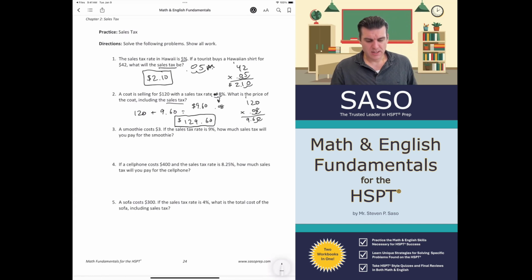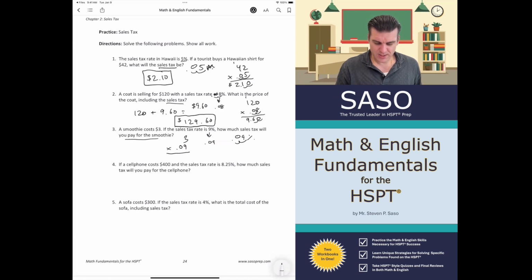All right. Number 3, a smoothie costs $3. If the sales tax rate is 9%, how much sales tax will you pay for the smoothie? So here we're just, again, solving for sales tax. So the sales tax rate is 9%. That's going to be 0.09. 9%, 0.09. And now we have $3 times 0.09. You can do 0.09 times 3 as well. That would be the same thing.